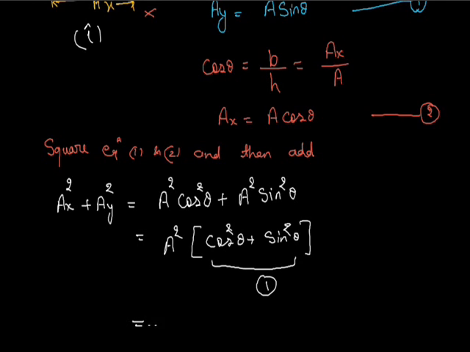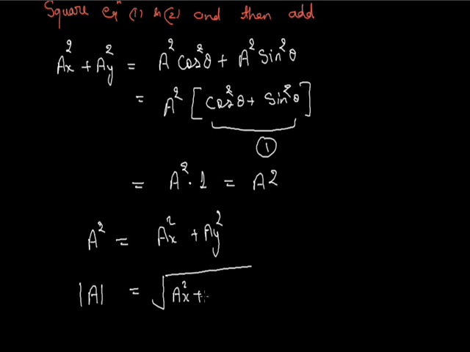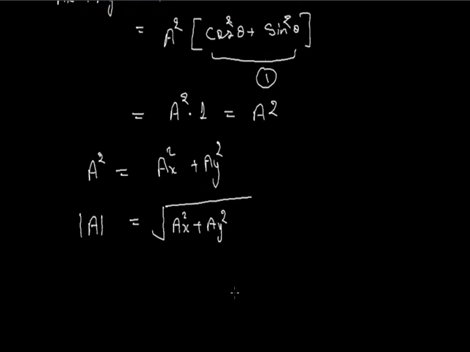So here A square into 1 is equal to A square. So we write this as A square equals Ax square plus Ay square, and the magnitude of A is under root of Ax square plus Ay square. This is our magnitude.